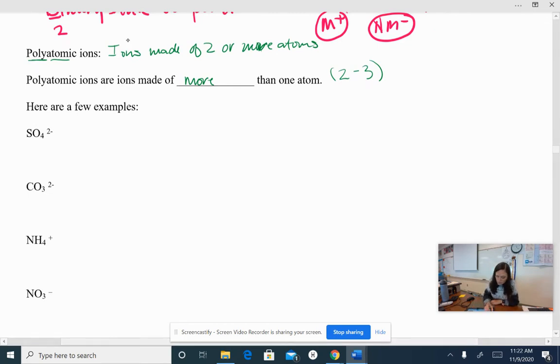We have SO4, so S and then 4 oxygens. This 4 tells me I've got 4 oxygens. Now this number here at the top, this tells me the charge. And it's a charge of -2, so I have 2 extra electrons. SO4 has a name, and it is called sulfate. Okay, CO3, -2, this is called carbonate.